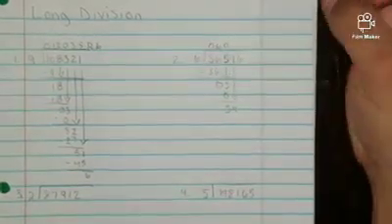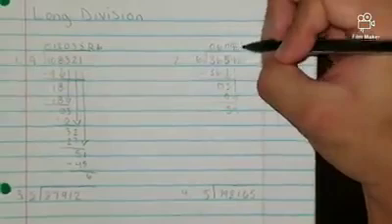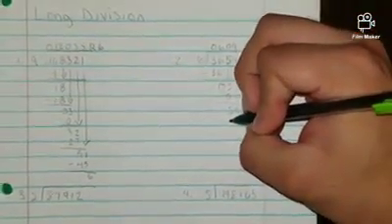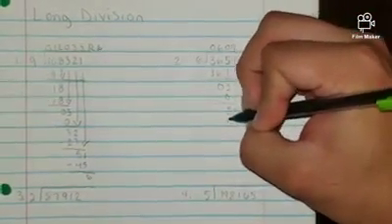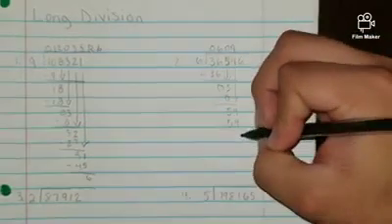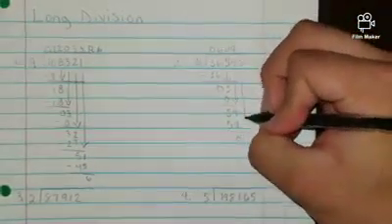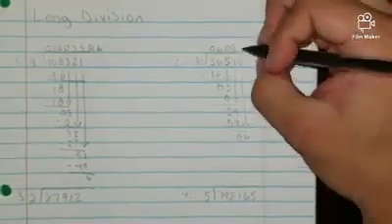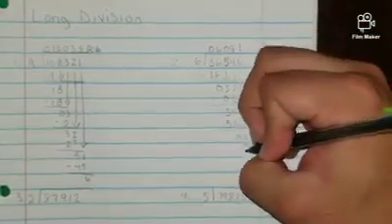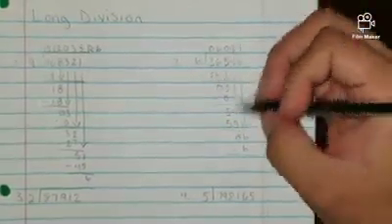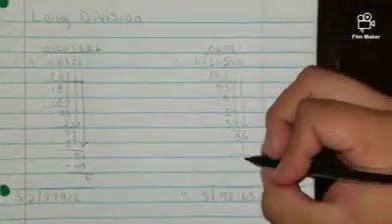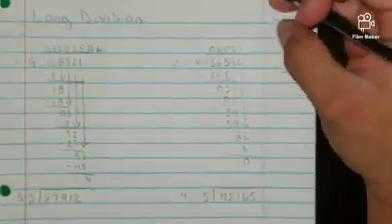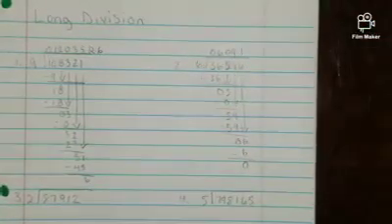6 can go into 54 9 times. So 6 times 9 is 54, minus equals 0. Bring down the 6. 6 goes into 6 one time. 6 times 1 is 6. 6 minus 6 is 0. We don't have a remainder for this one, so our answer would be 6,091.